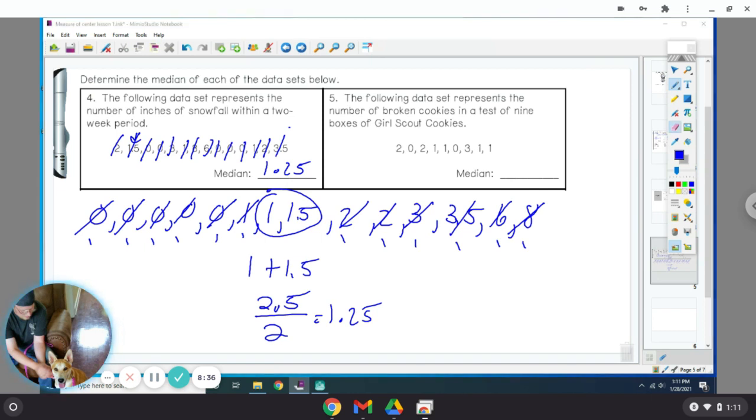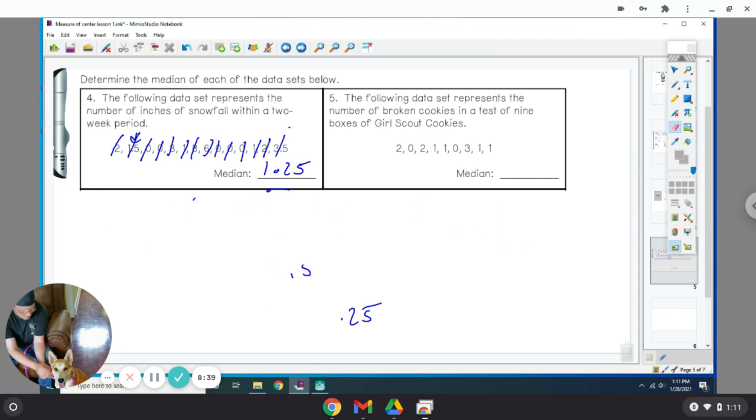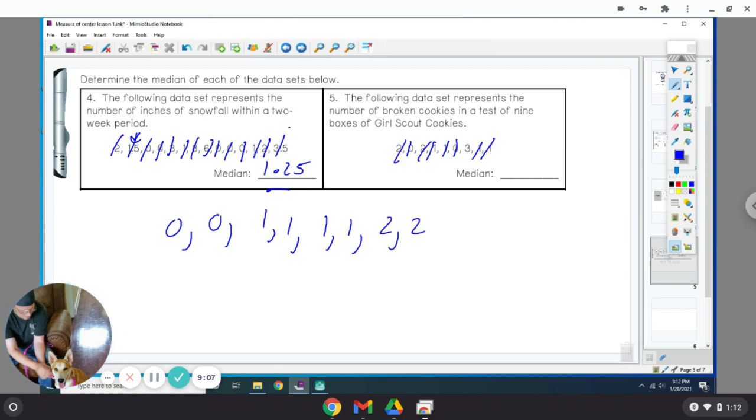Okay, we're going to try number 5. The following data represents the number of broken cookies in a test of 9 boxes of Girl Scouts. We're going to order from least to greatest, so 0 and another 0, then 1, another 1, and another 1, and another. And then there's 2 2s, and 1 3. It says there was a total of 9 boxes. So 1, 2, 3, 4, 5, 6, 7, 8, 9. Good, so I didn't forget any of my numbers.